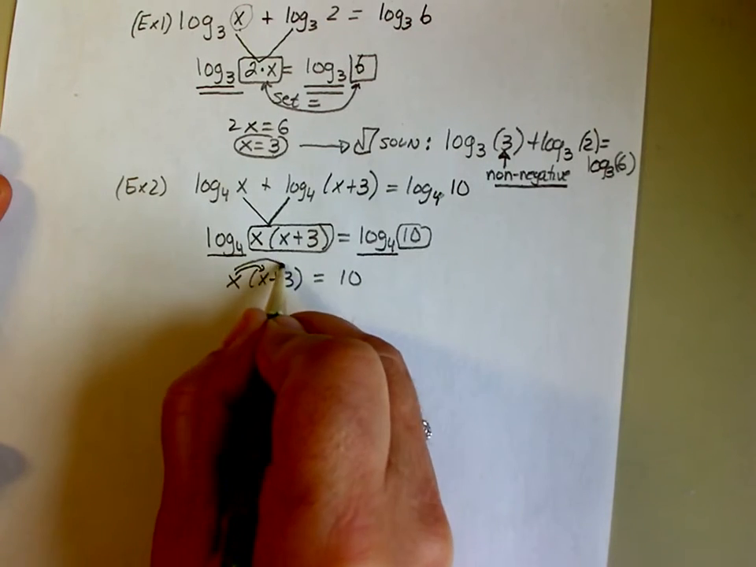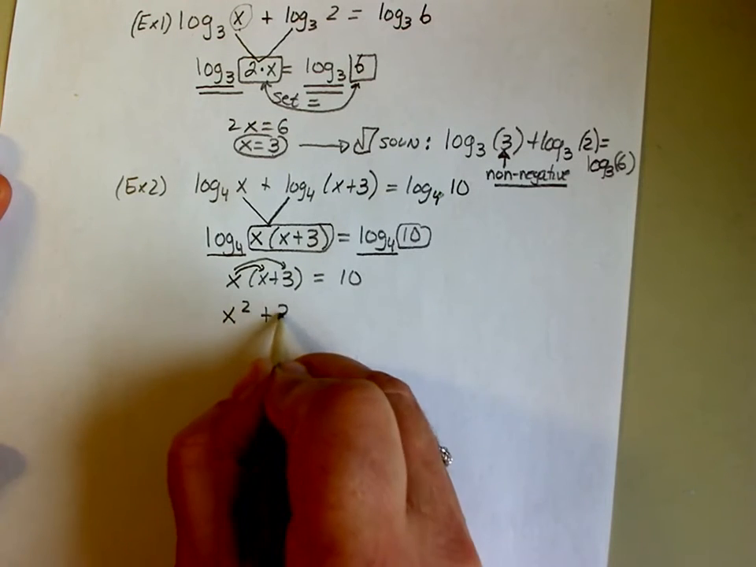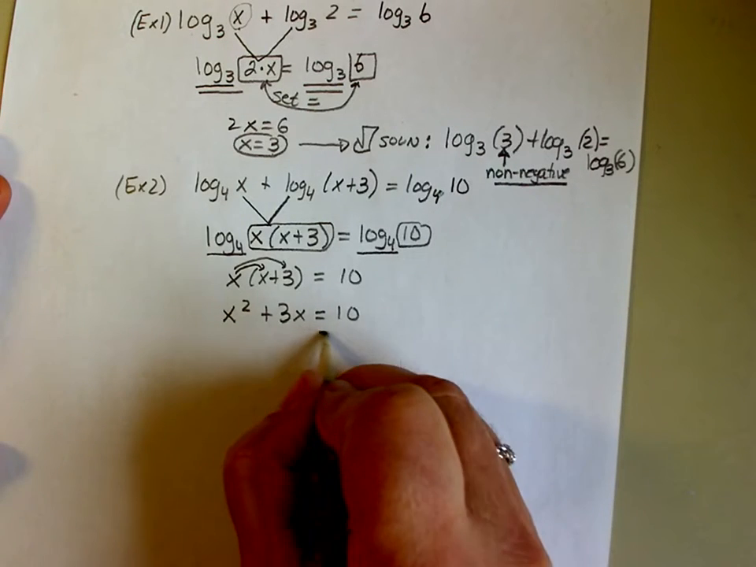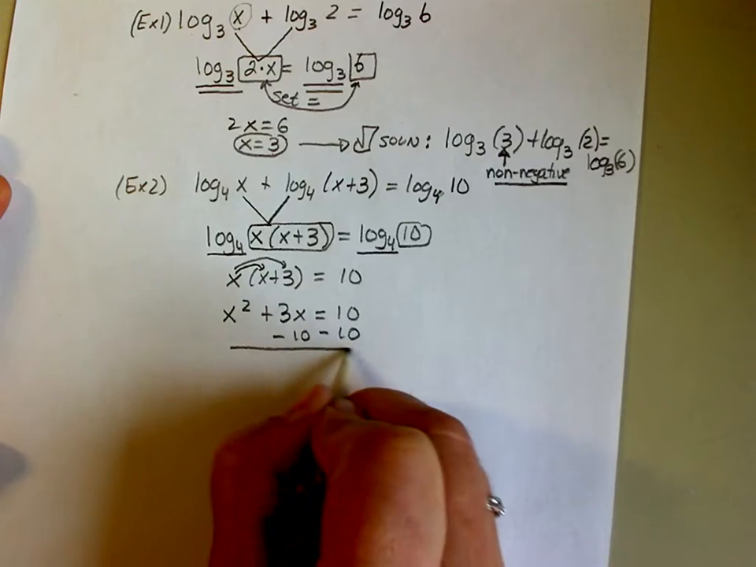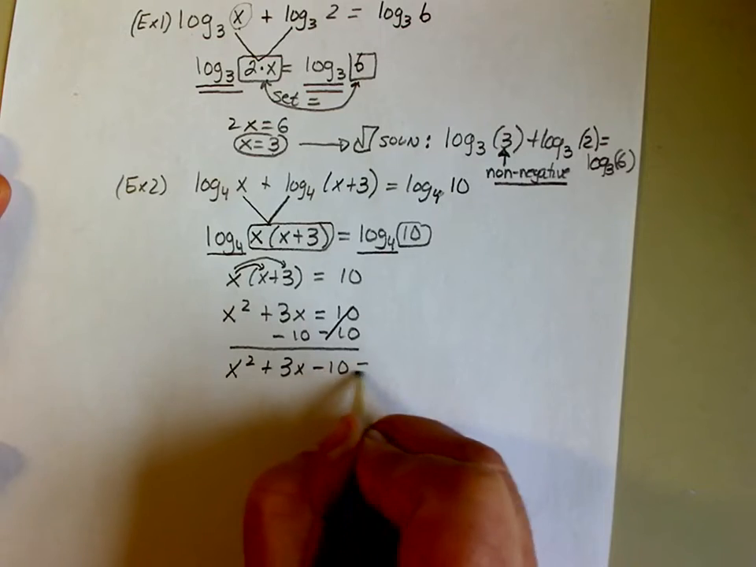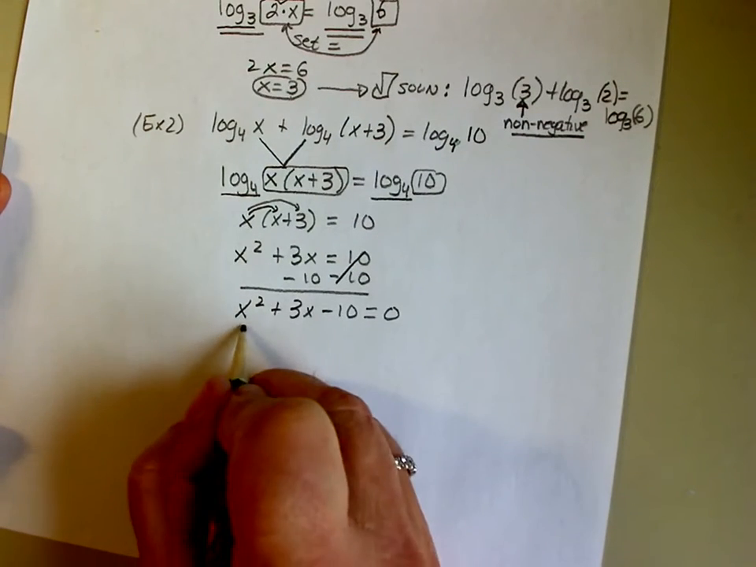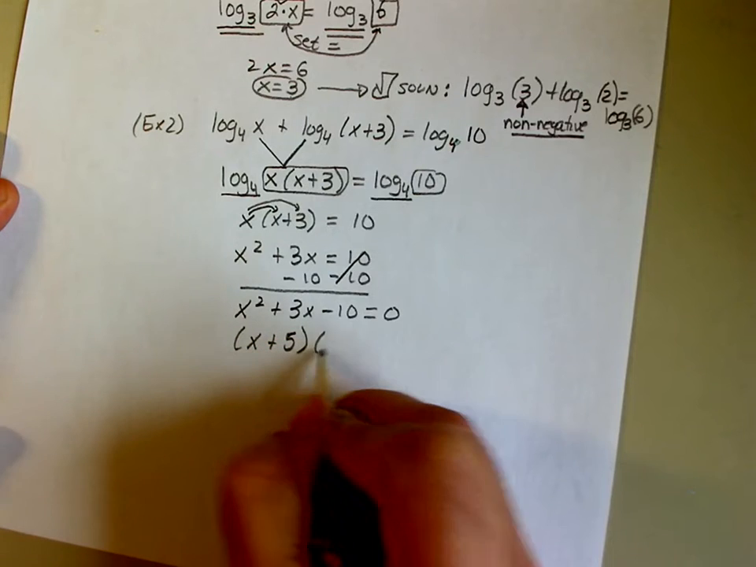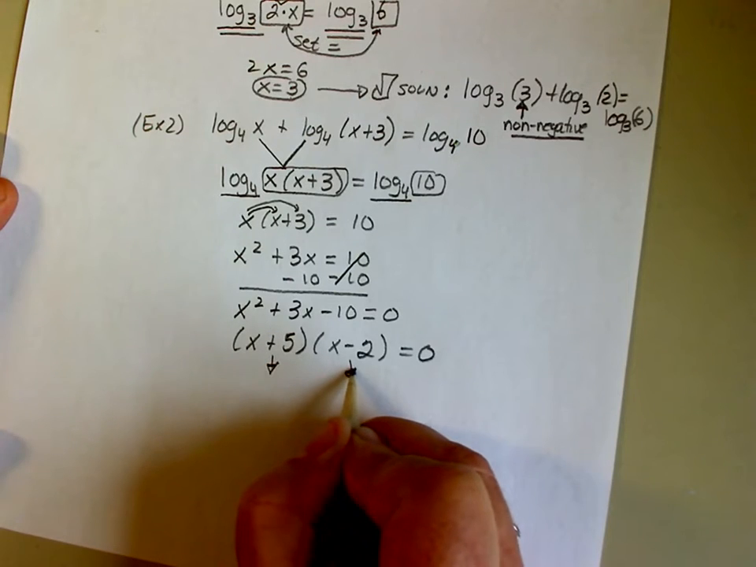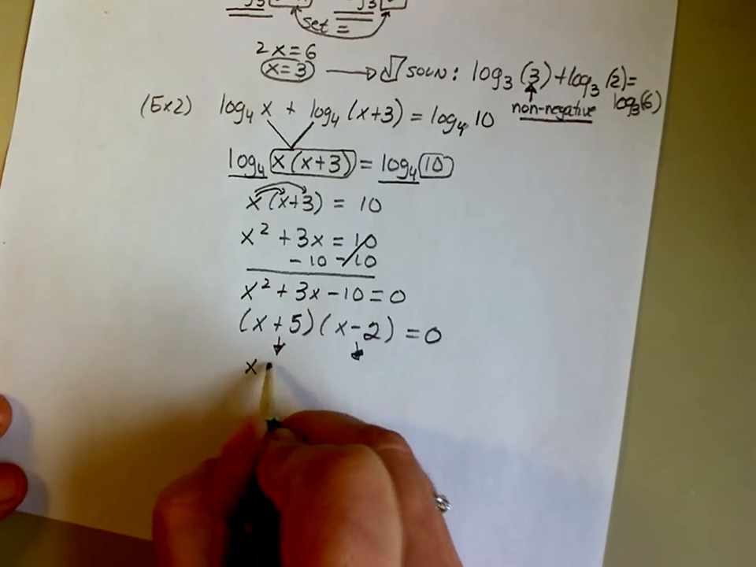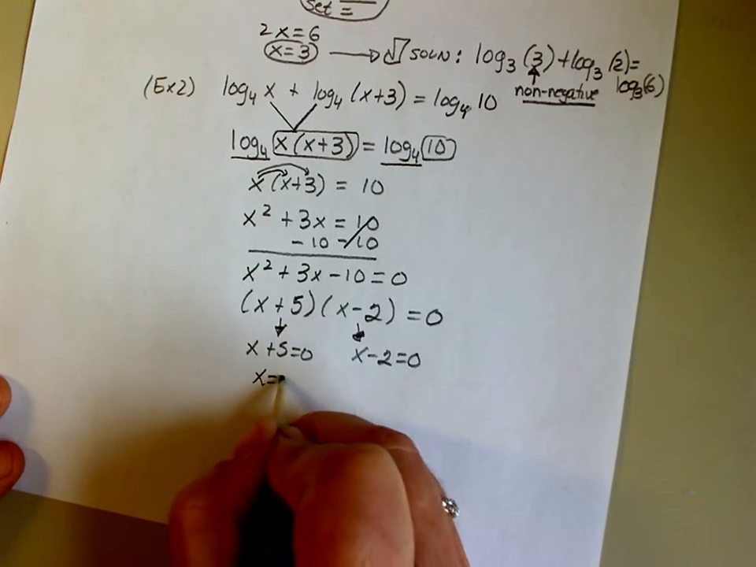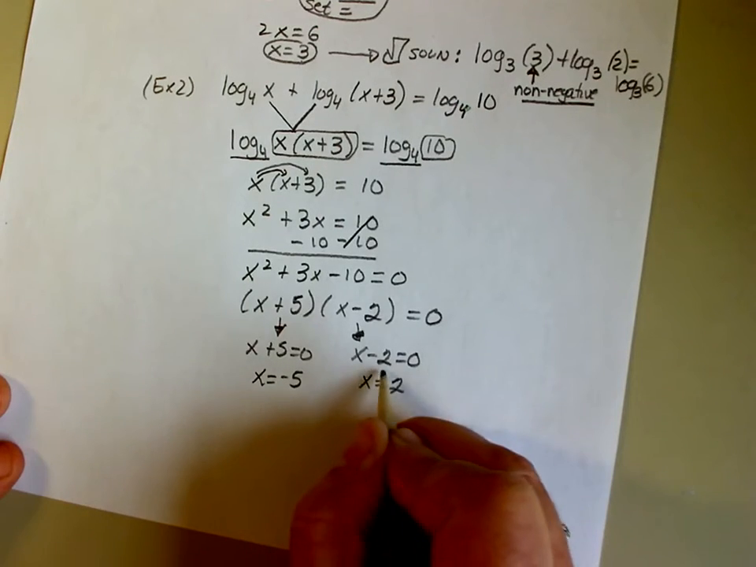Using our distributive property, we will distribute the x, and then given that we have a quadratic equation, we will subtract 10 and now use our factoring techniques. I will factor x squared plus 3x minus 10 into x plus 5 times x minus 2. Using the zero product rule, we set each factor equal to 0 and solve for x. x equals negative 5 and x equals positive 2.